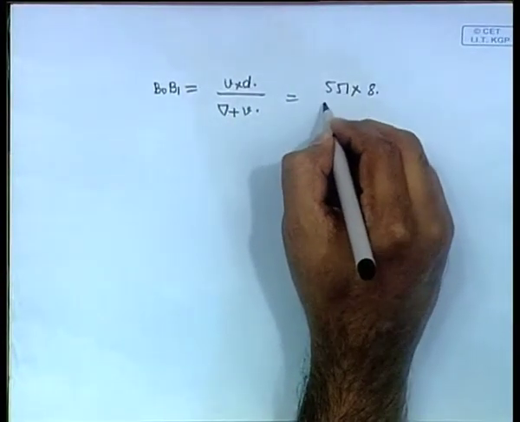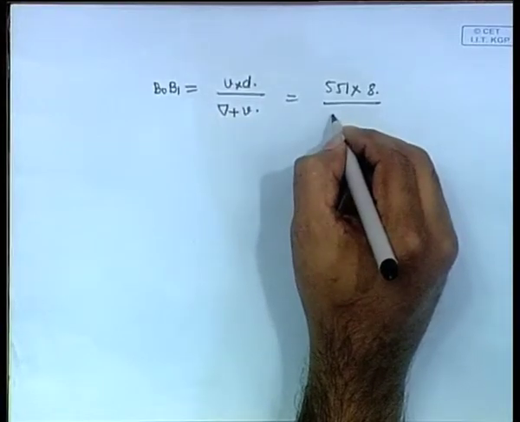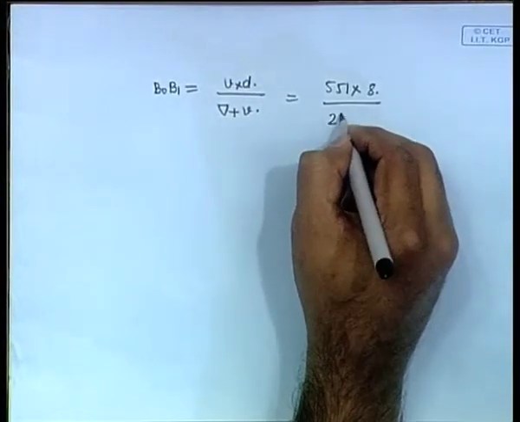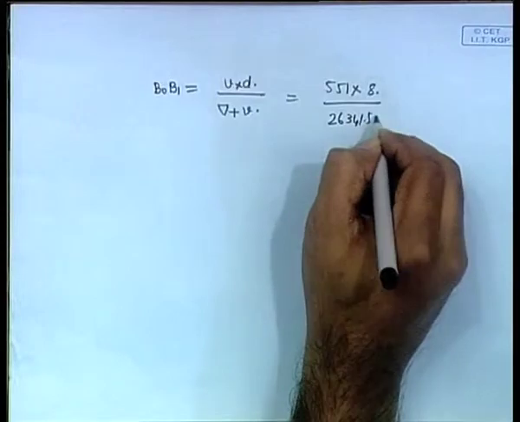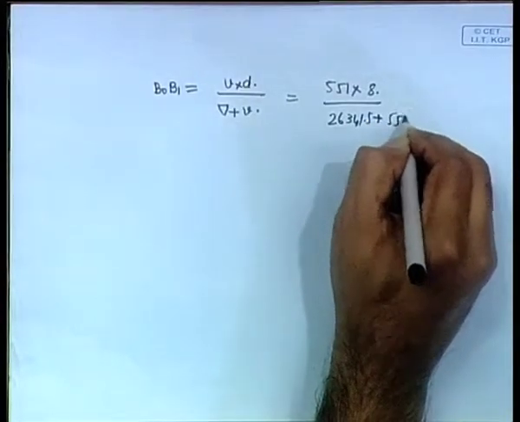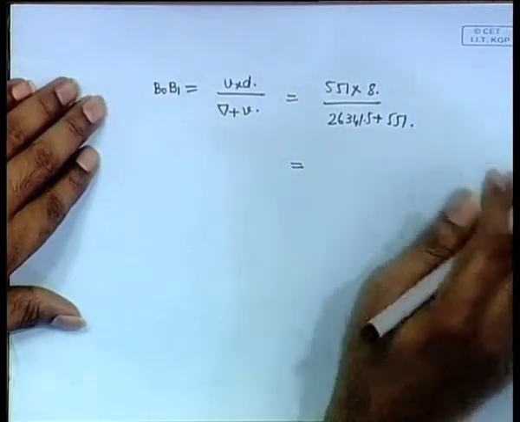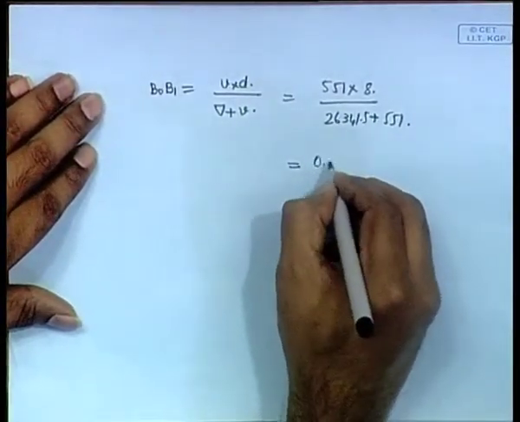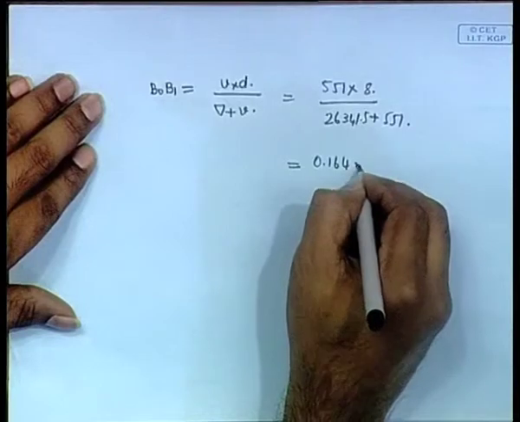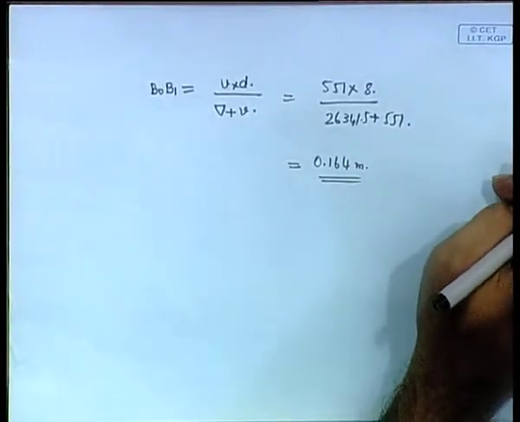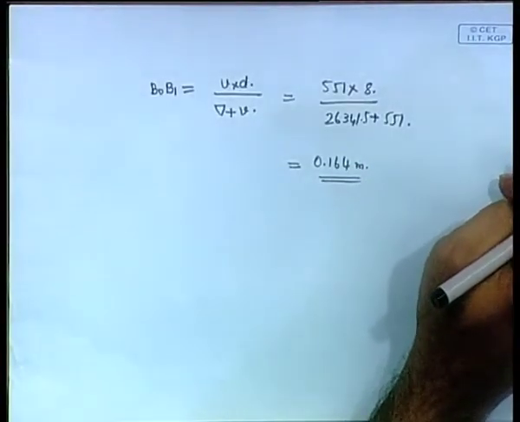So, this will give you the B0, B1 divided by this 26341.5 plus 551. So, when you do this, you will get your B0, B1, the distance through which the center of buoyancy has shifted, 0.164 meter.